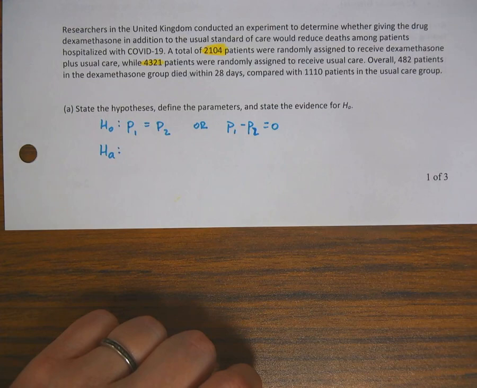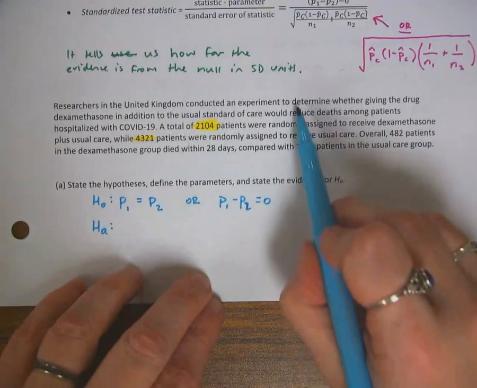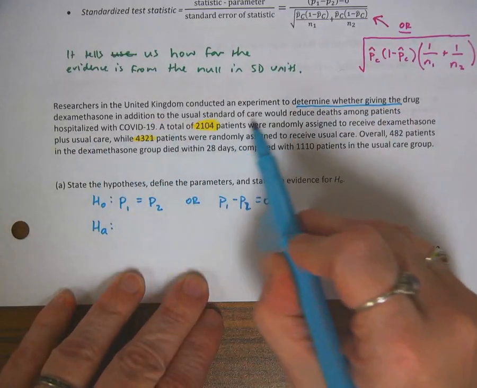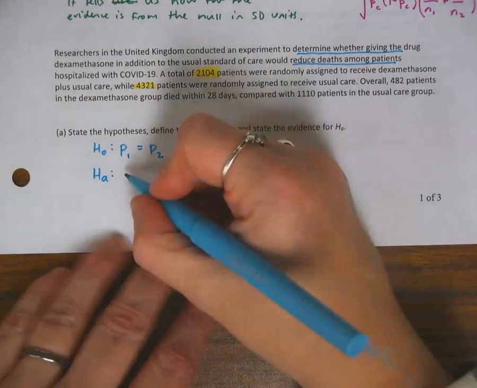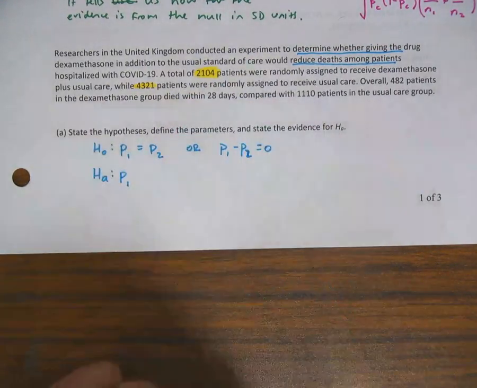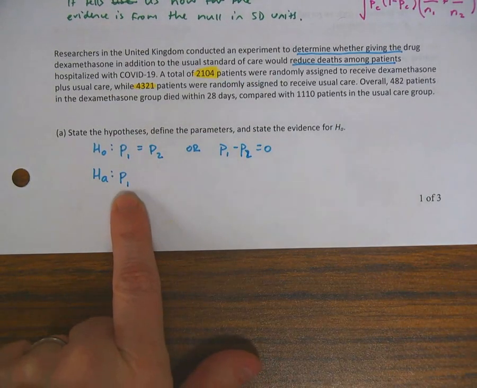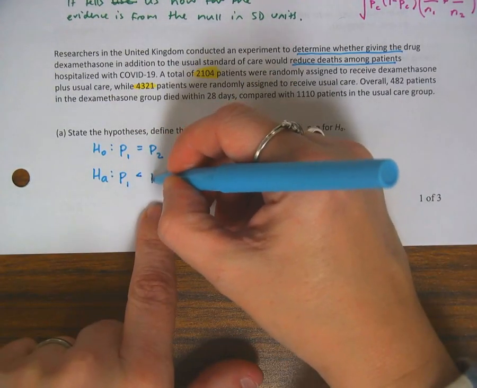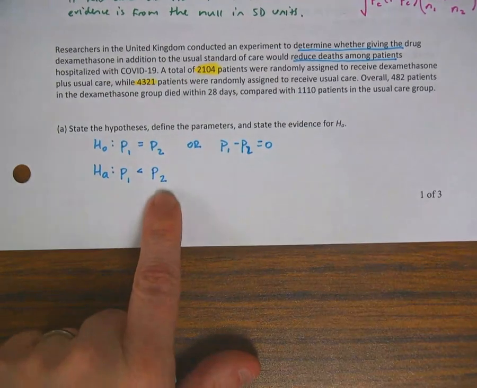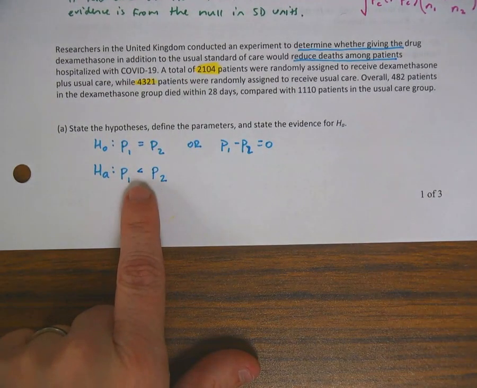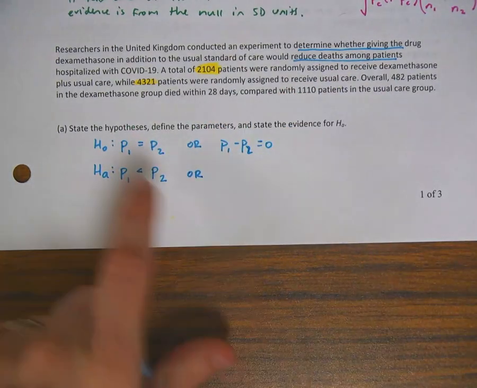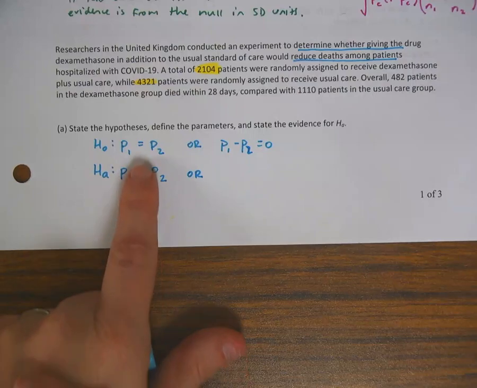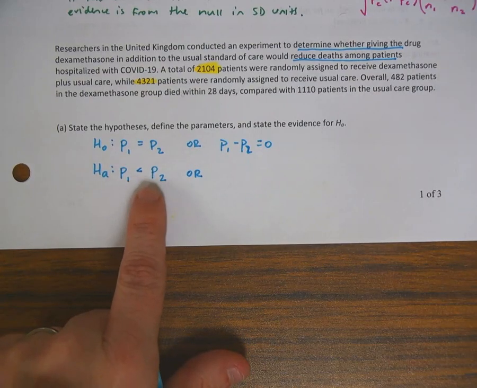That means that the alternative hypothesis is I'm trying to determine whether giving the drug reduces the deaths among patients. So I'm trying to see if the proportion of deaths that occur in my drug group is less than the proportion of deaths in my control group. That would go with this one. If you said that they were equivalent here, you would say that one is less than the other one here.